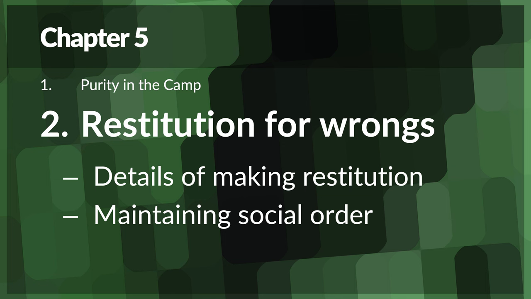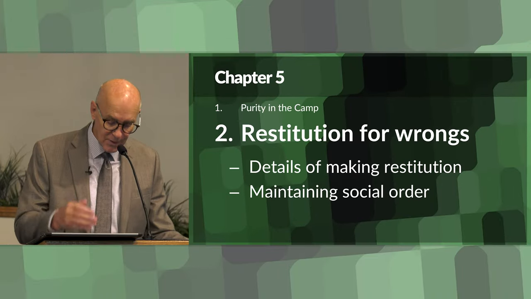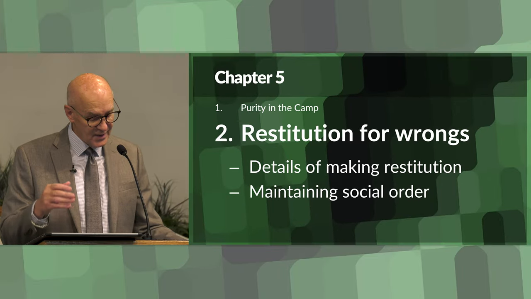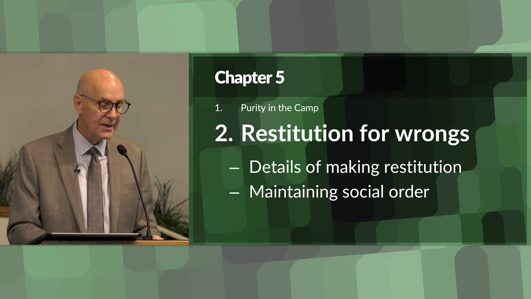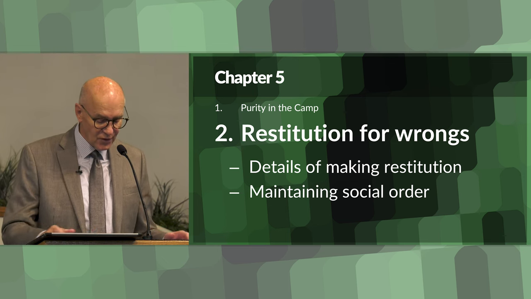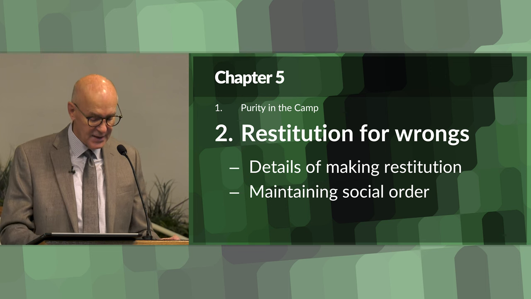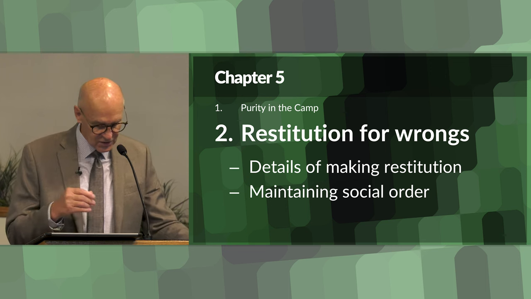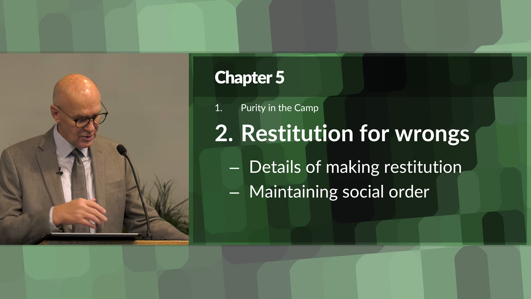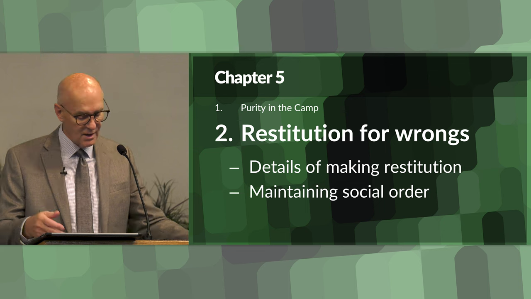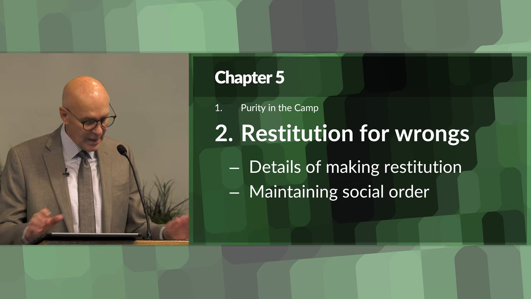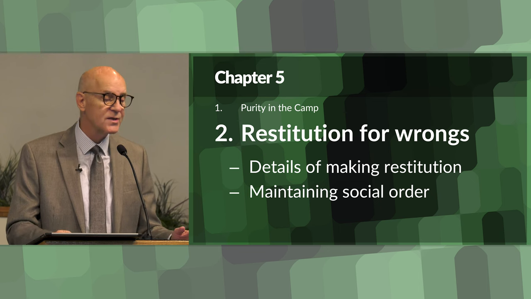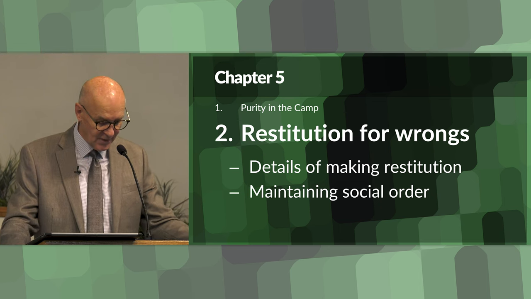Another topic in this chapter is restitution for wrongs, chapter 5, verses 5 to 10. Here, instructions are given for making restitution for wrongs committed against one another, emphasizing the importance of social harmony and responsibility. Now, these instructions underline the importance of justice and accountability, and also reinforcing social and divine order. You have to remember, there was no police force. There were no jails among the people, so it was important that there be a mechanism to deal with crime or injustice within the camp, and this chapter has some of that information.